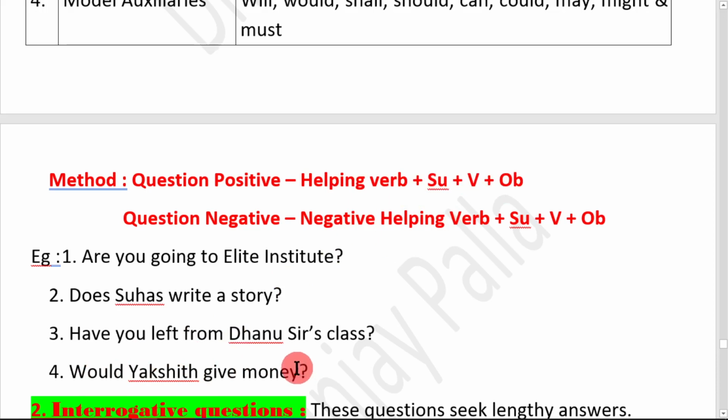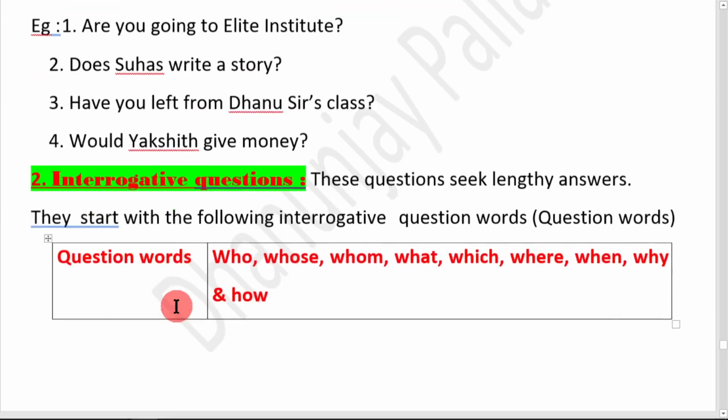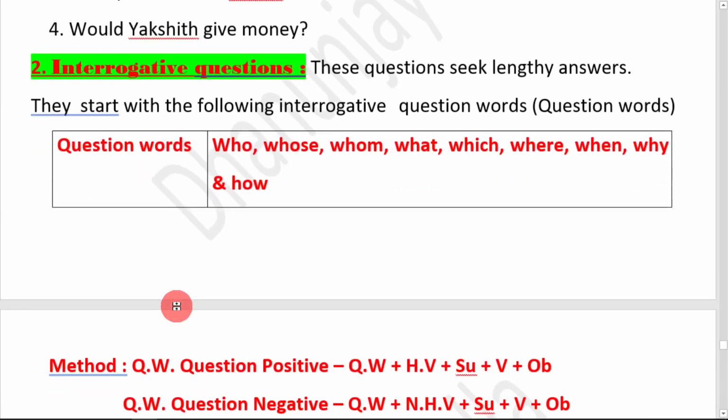So if you want to form the general questions, you have to use both these formulas. Okay, at the same time, these all are the helping verbs. You have to form like this. Okay, next another one. I am going to explain to you interrogative questions.